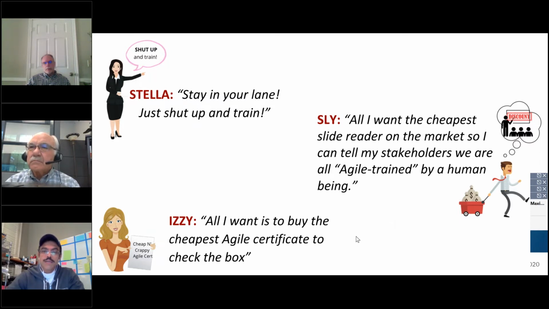So I could buy a certificate from Agile Certificates R Us for $15 a pop, but I have a savvy and nuanced customer. My stakeholders will not be satisfied unless a human being actually comes in. So I don't care about the background of that person. I don't care if they have any practical experience. I just want a human being inside the cheapest slide reader. So when someone says, did you actually get trained by a person? I can say, yes, no, and you check the box.